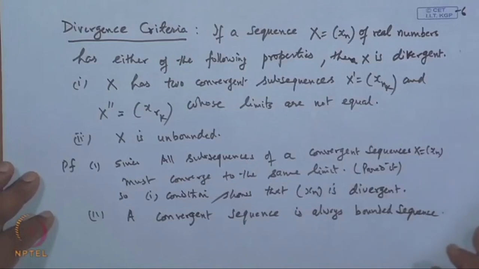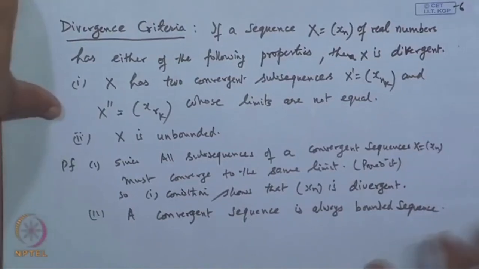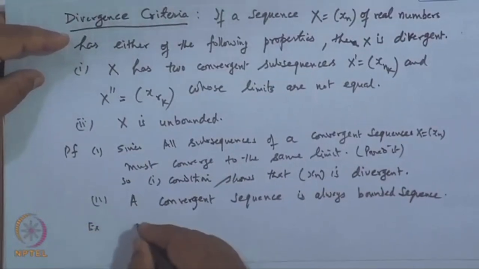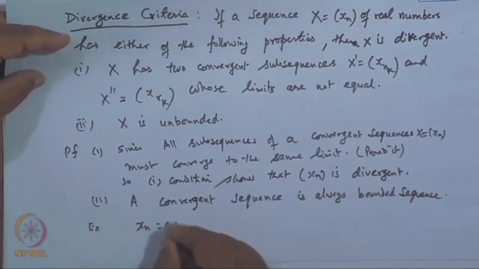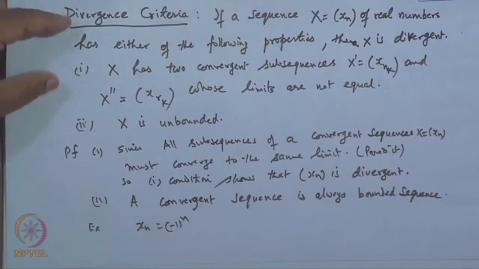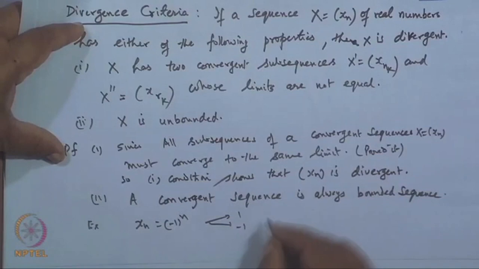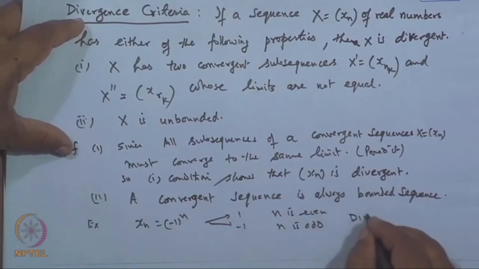So, this criteria, I think we have already given examples. For example, if we take a sequence x n which is (-1)^n, then this has two limits, 1 and -1, when n is even and when n is odd. So, it is a diverging sequence.